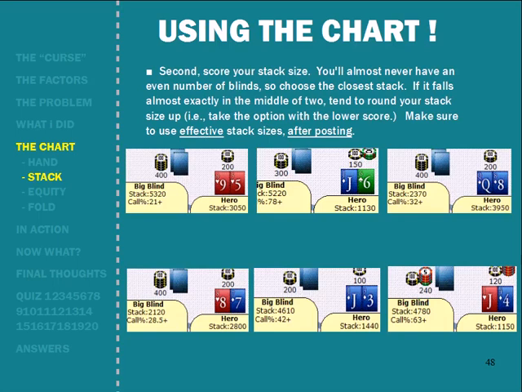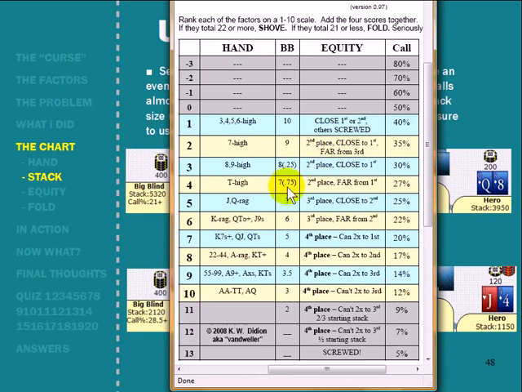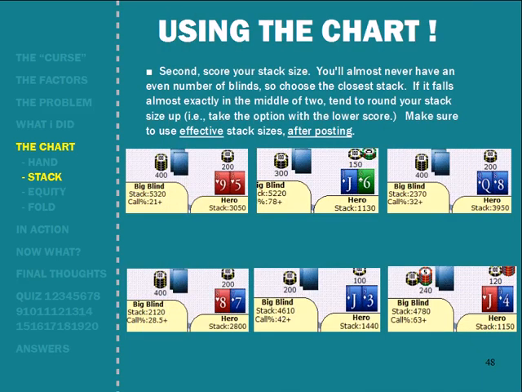So now the second thing that we're going to want to do when using the chart is score our stack size. You're almost never going to have an exactly even number of blinds or a stack size that ends in 0, so just choose the closest stack to yours. And if your stack size falls almost exactly in the middle of 2 big blinds, then tend to round your stack size up. That means take the option with the lower score. And make sure that you're using effective stack sizes after posting: after you post the blind, the amount that is actually in your stack, as opposed to what you've already put in the blind.